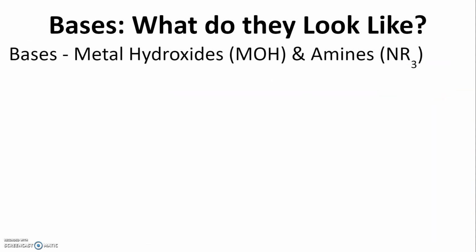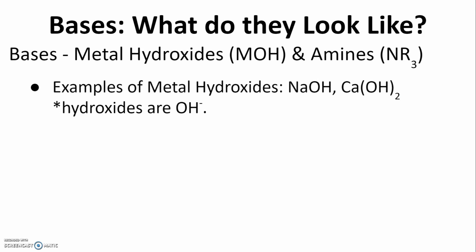There are two types of bases. There are metal hydroxides and amines. Let's start with metal hydroxides. An example of that will be NaOH, sodium hydroxide, or CaOH2, calcium hydroxide. And hydroxides contain the polyatomic ion OH minus.